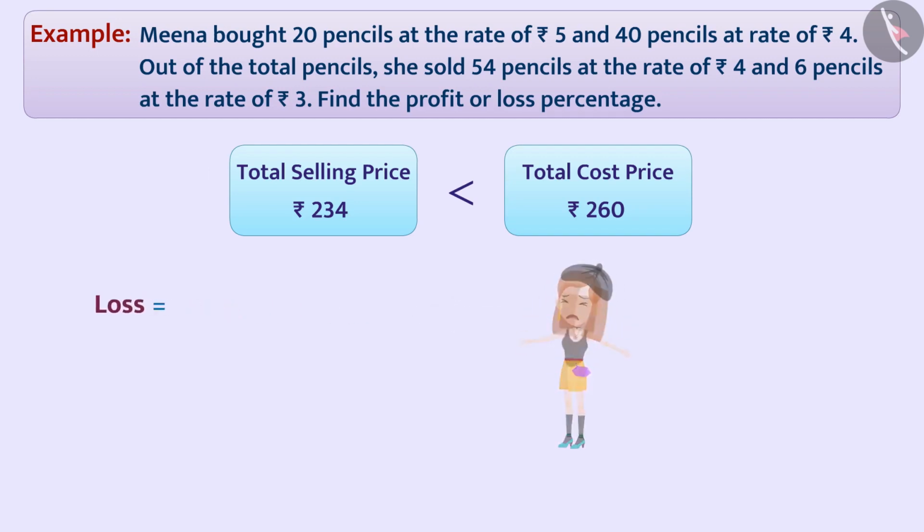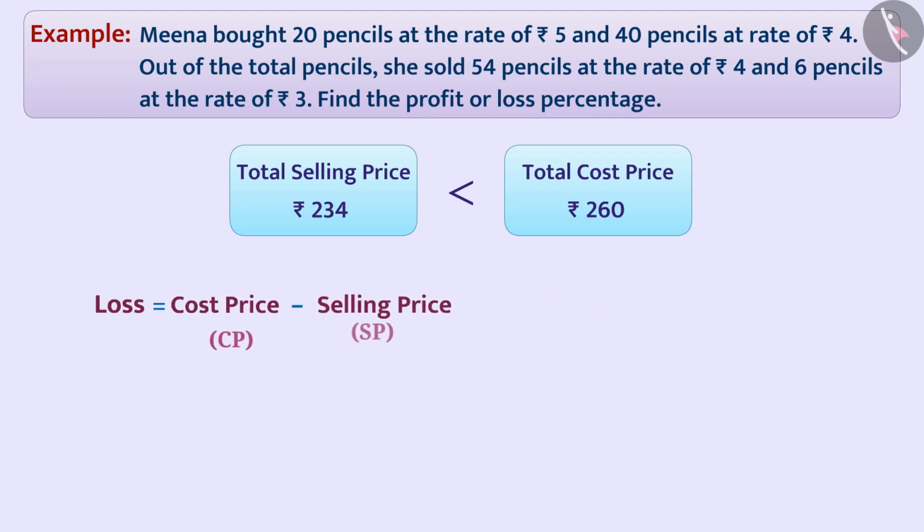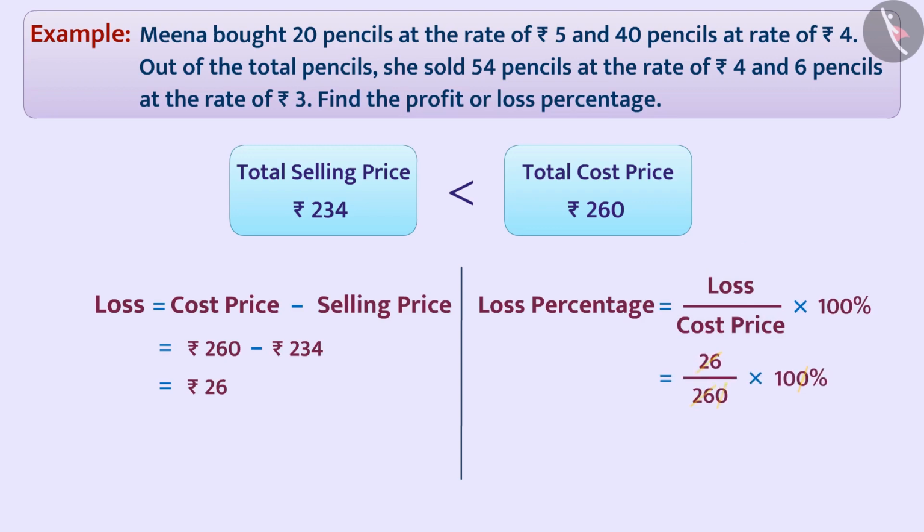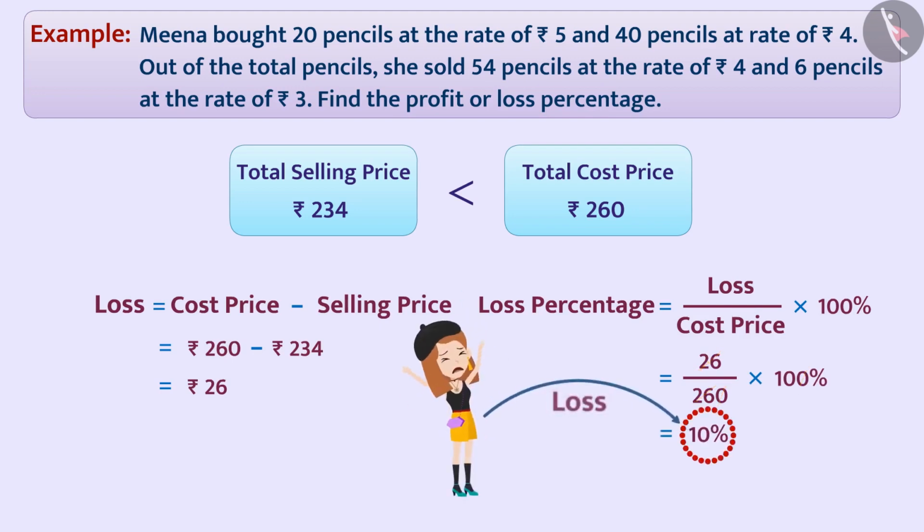Since loss is equal to cost price minus selling price, that is CP minus SP, which is equal to 260 rupees minus 234 rupees, which is equal to 26 rupees. Since loss percentage is equal to loss divided by cost price multiplied by 100%, it is equal to 26 divided by 260 multiplied by 100%, which is equal to 10%. That is, Meena incurred a loss of 10%.